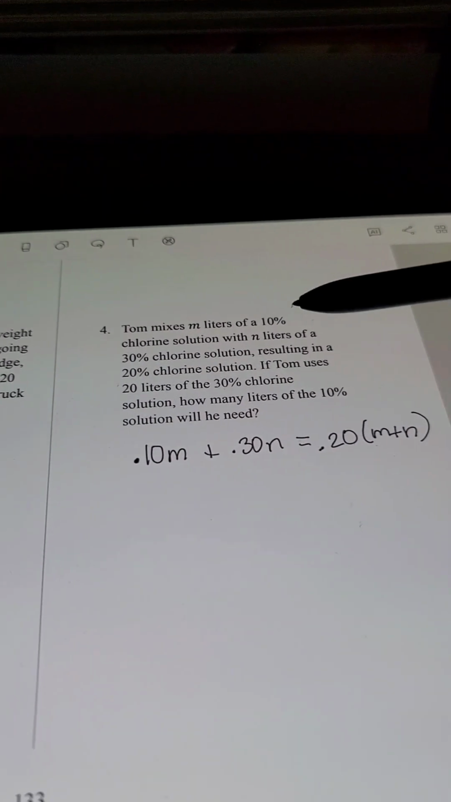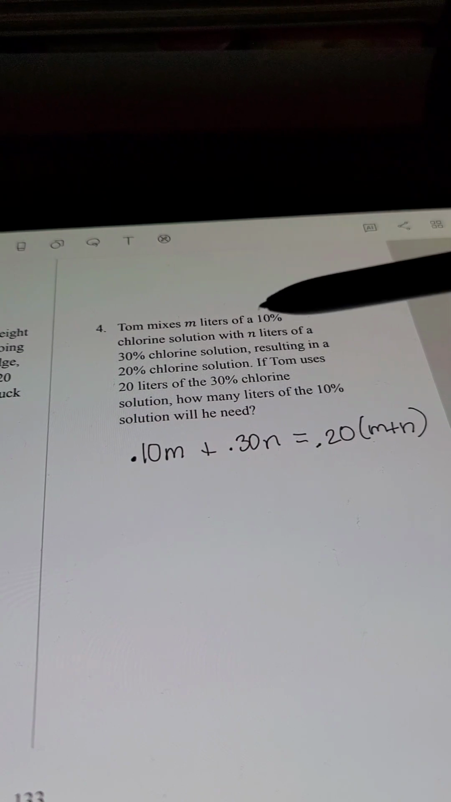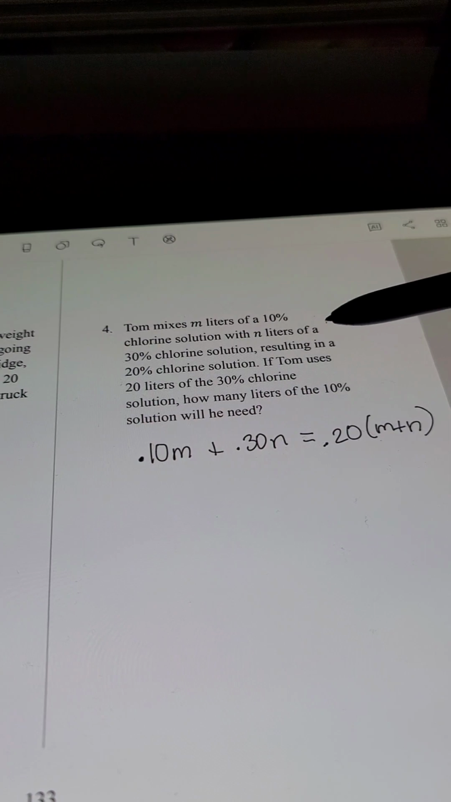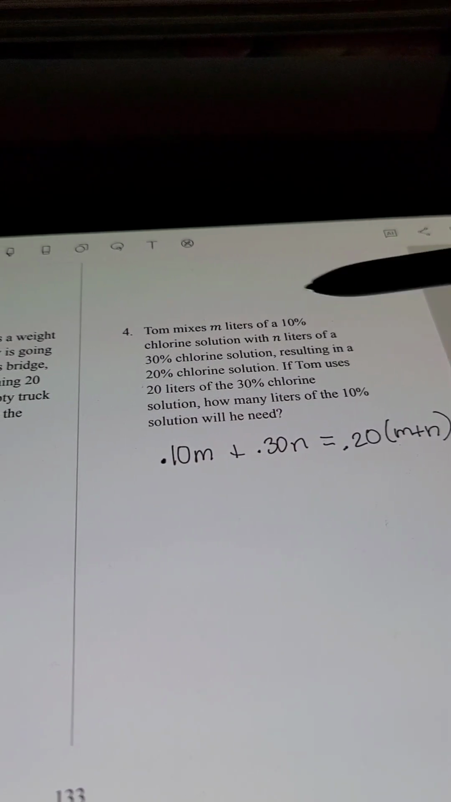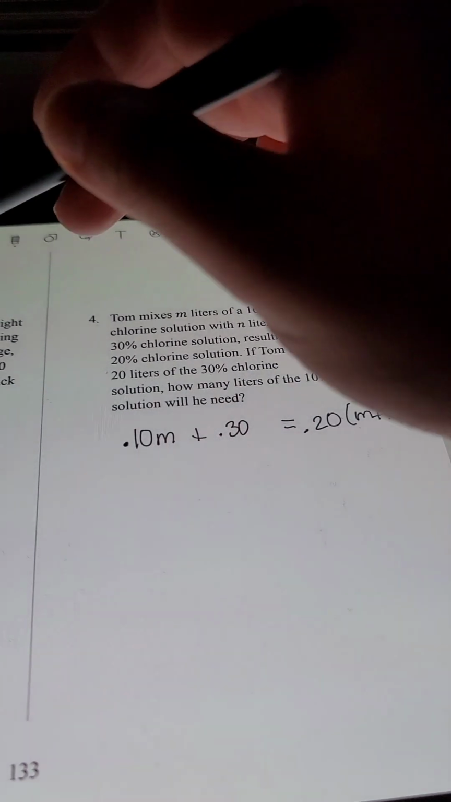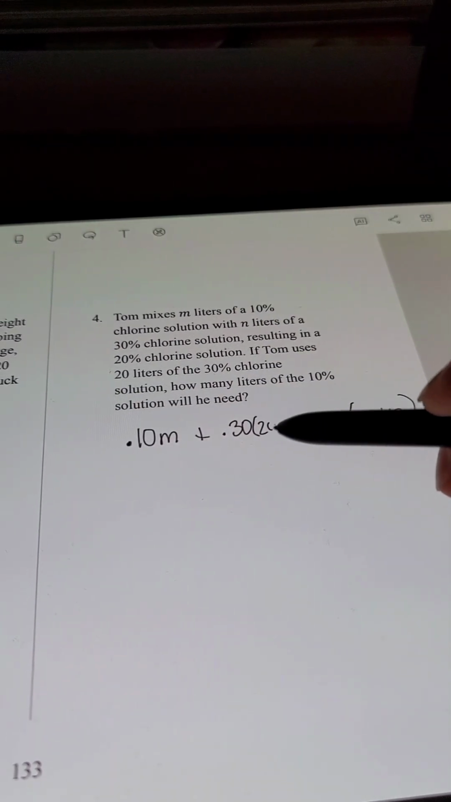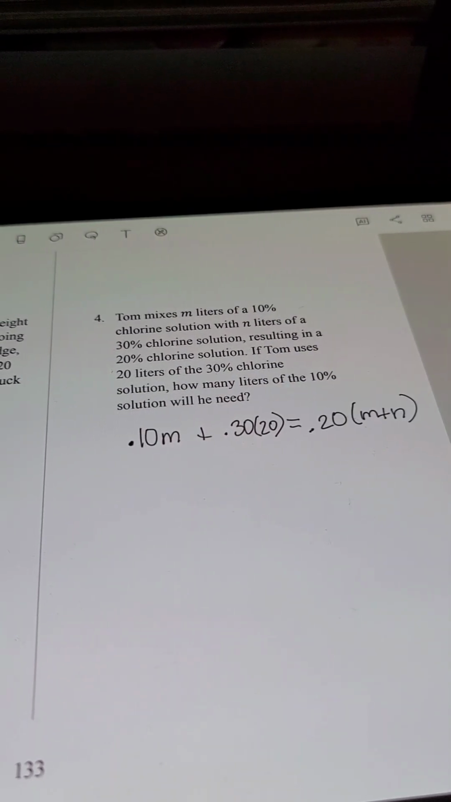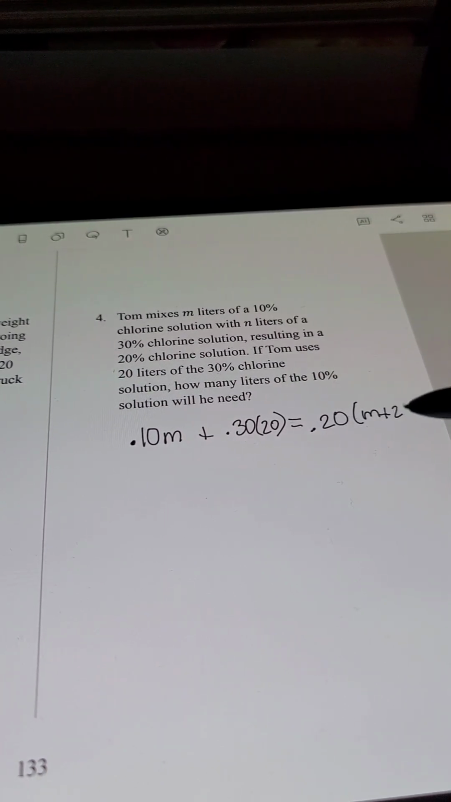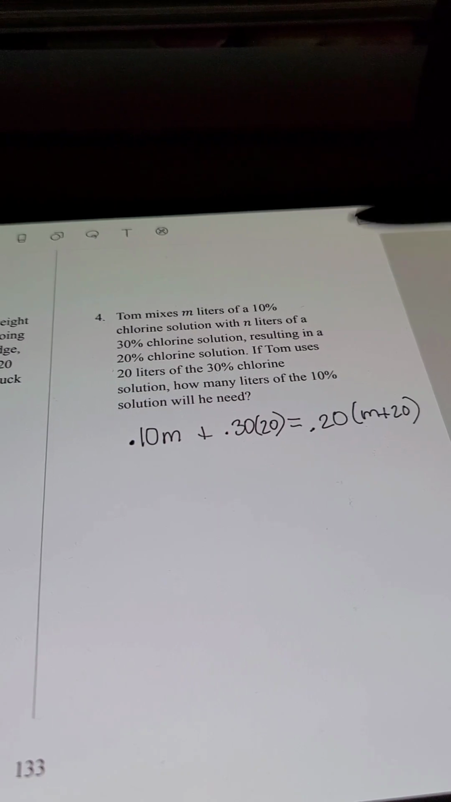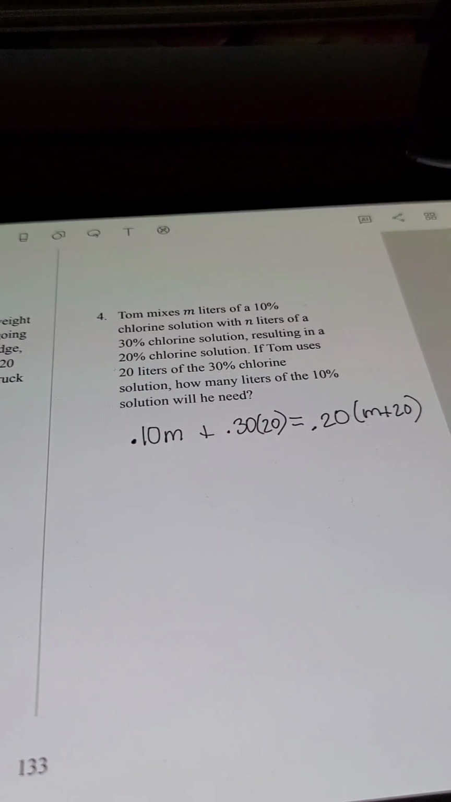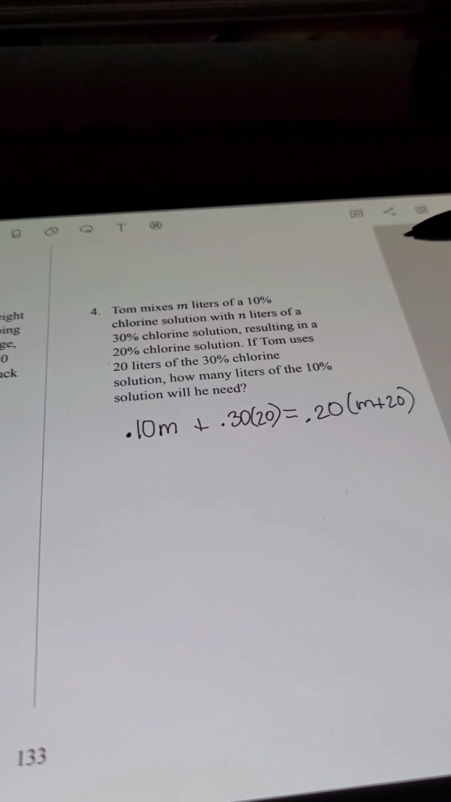So we know that Tom is using 20 liters of the 30%. So it says N is representing the liters for the 30%. So N we're replacing with 20, which we can do over here as well. And then now we're going to find out what M is. That's what we're being asked to find.